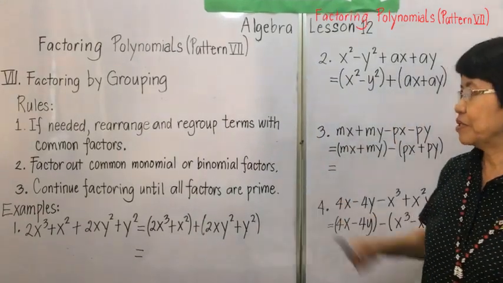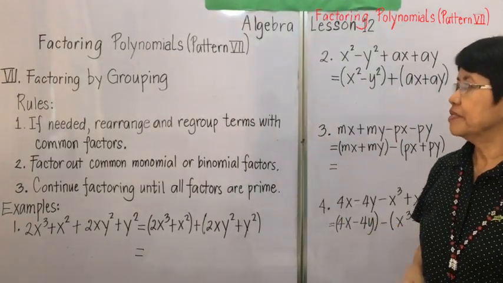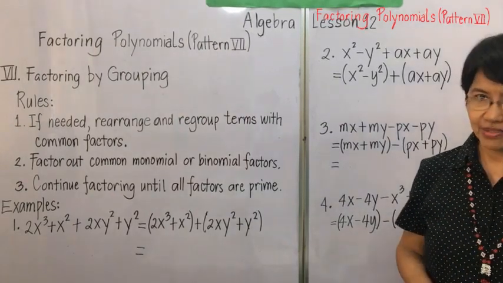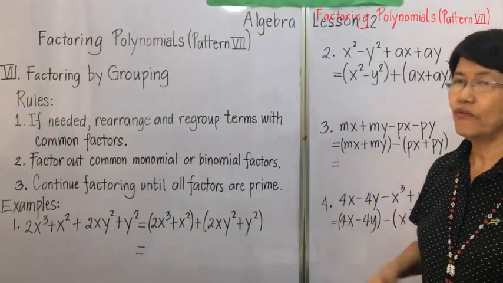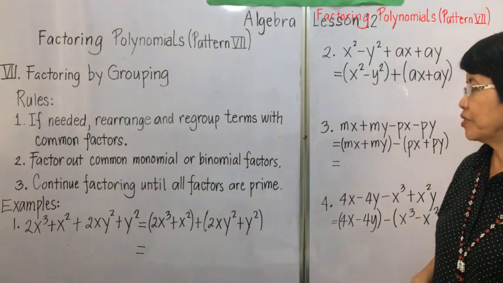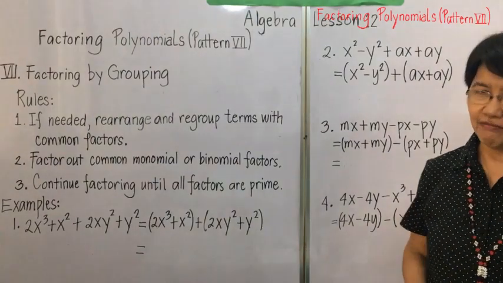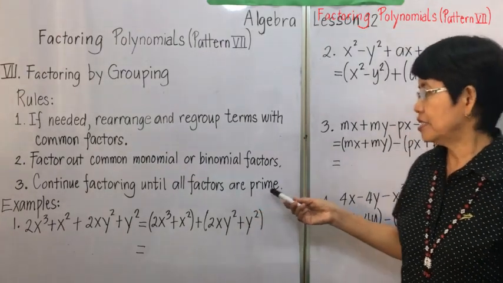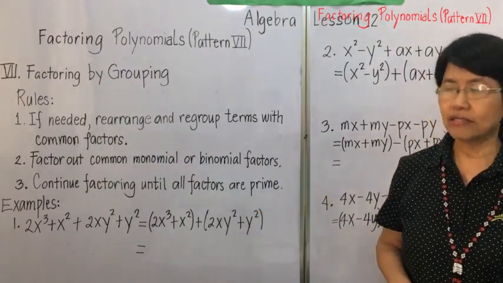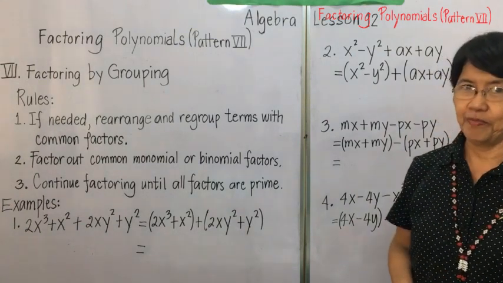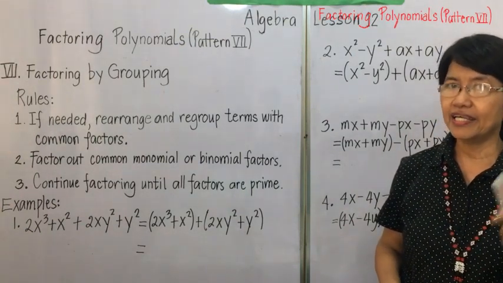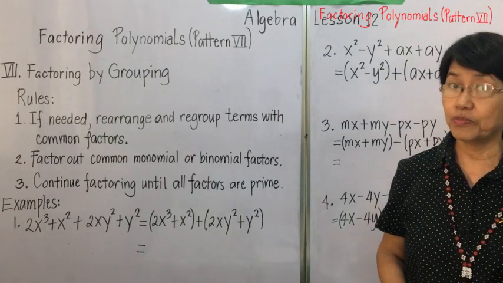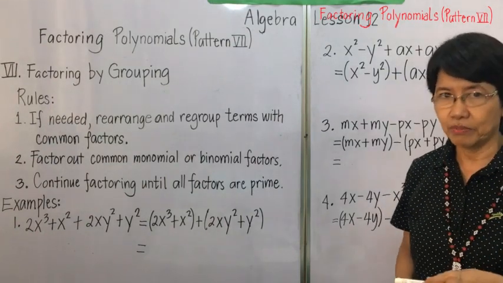And we have the following rules. Number 1, if needed, rearrange or regroup the terms with common factors. Number 2, factor out common monomial factors or binomial factors, if there are any. And then number 3, continue factoring until all factors are prime. So you will be using any of those factorization patterns from numbers 1 to number 6.